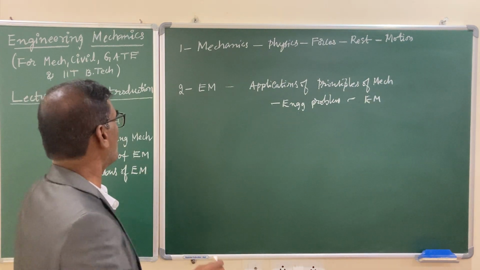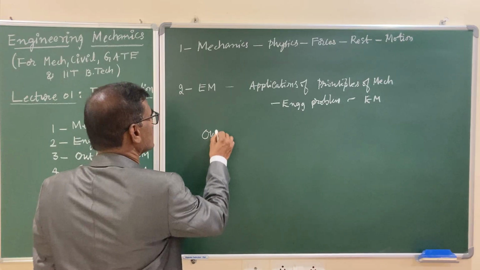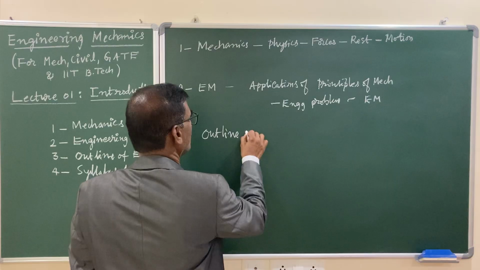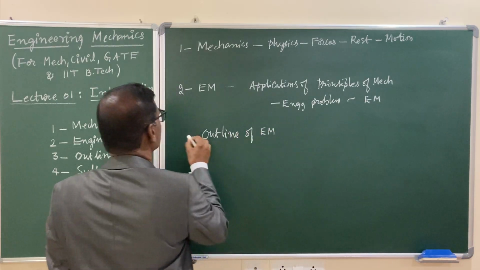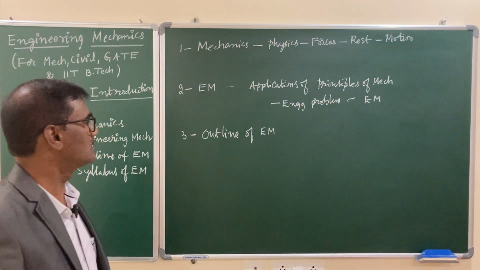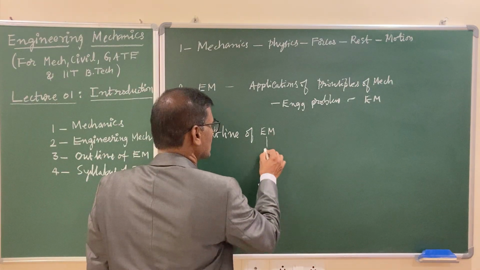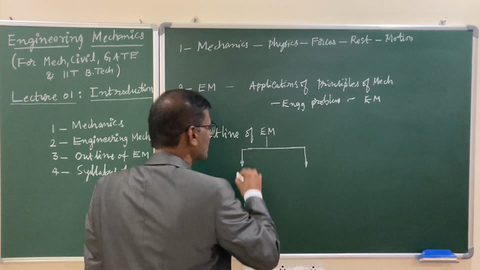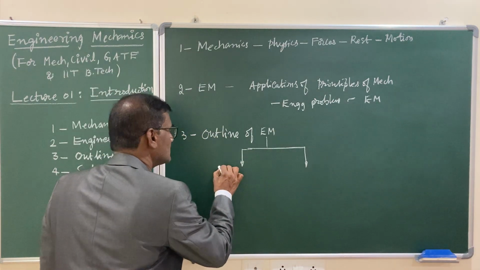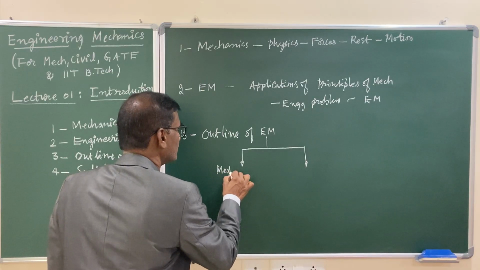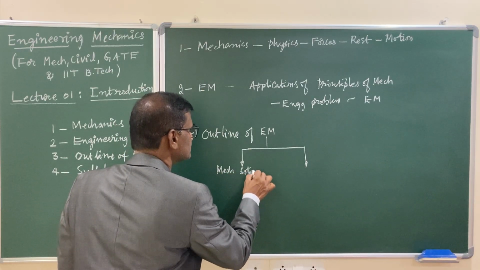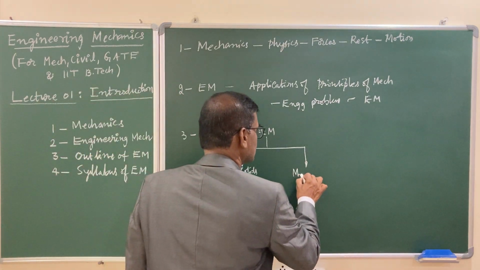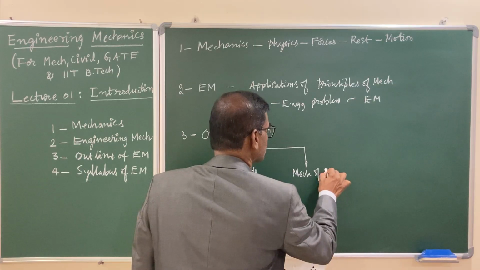Let us see the outline of engineering mechanics. What exactly does it include? Outline of EM. EM is broadly classified into two important branches. That is, mechanics of solids, if the body is a solid body, and on the other side, mechanics of fluids, if the working media is a fluid.